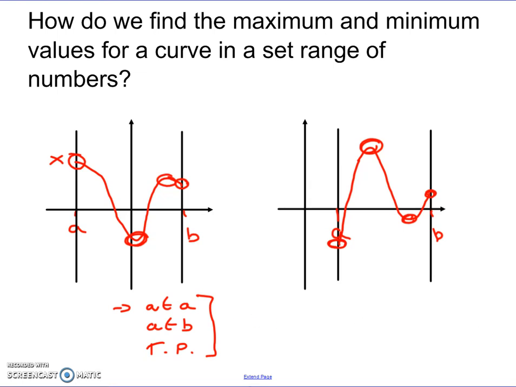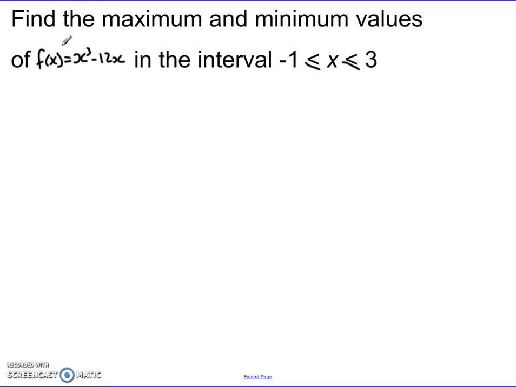Let me show you what I mean. Imagine I ask the question, find the maximum and minimum values of f of x equals x cubed minus 12x in the interval -1 less than or equal to x less than or equal to 3. Now we said before, the maximum and minimum values can occur in three places: the lowest value of the range, the highest value of the range, or the turning point. So we have to determine the value of f of x at all three of those places.